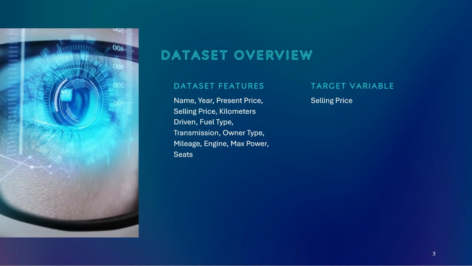Next, dataset overview. To build this prediction model, we use a dataset containing various features of used cars. These features include basic details like the car name, year of manufacture, present price, selling price, and kilometers driven. Additionally, the dataset contains information about the car's fuel type, transmission, owner type, mileage, engine size, maximum power, and the number of seats. The target variable that we try to predict here is the selling price of the car. All these features were carefully chosen. They are some of the most relevant factors when determining a car price.